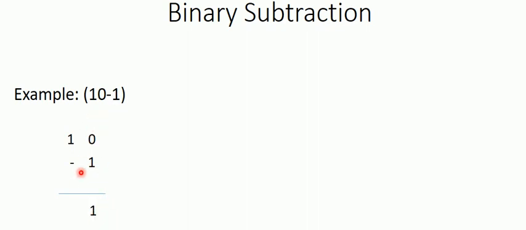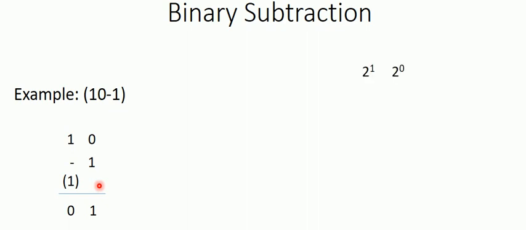So we need to add this borrow with the previous bit of subtrahend. Our previous bit of subtrahend is 0 and we have a borrow 1 here. So we need to add this borrow 1 with the 0 and we get the answer 1. We get a sum 1 and we have no carry here. Now subtracting 1 from 1, we get 0 as a difference. So this is the answer. When you subtract 1 from 10, we get 1 as the answer.